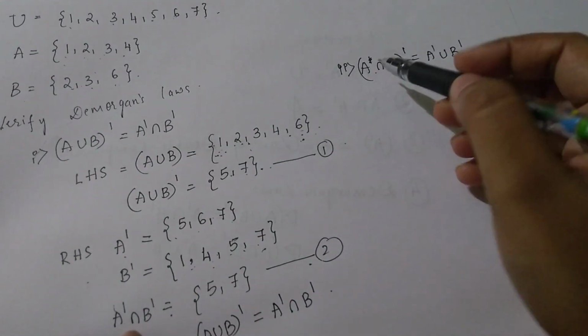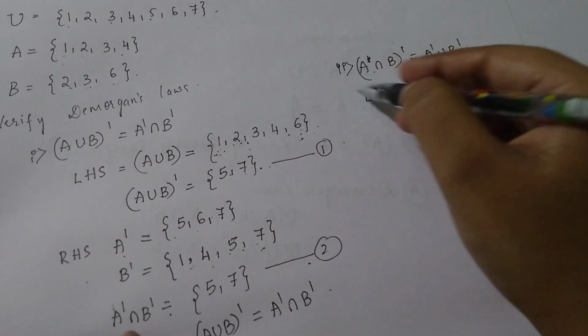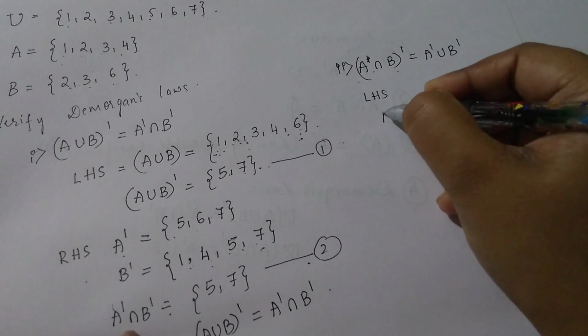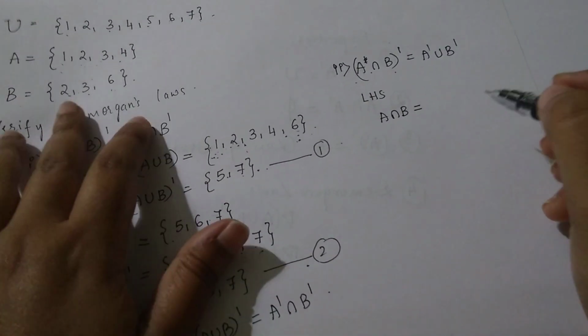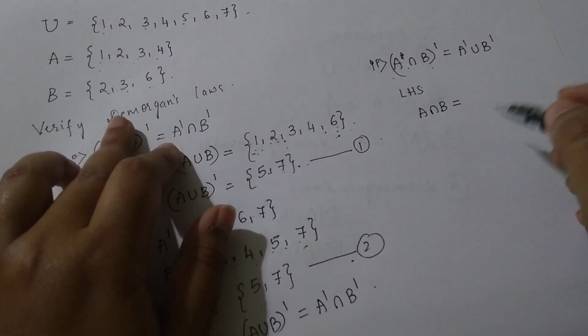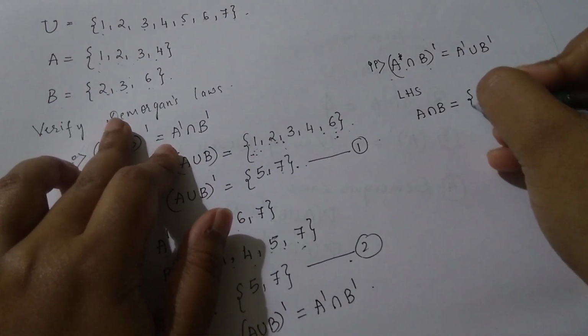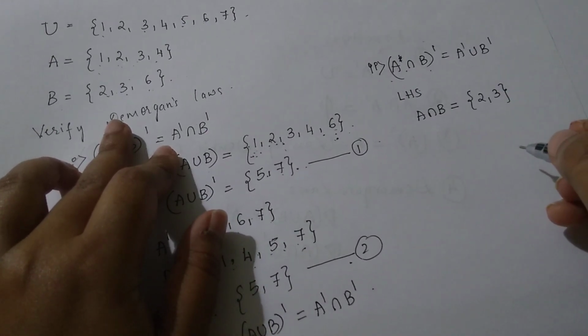So to find this, let me again consider the left hand side. Left hand side is what? A intersection B. So now I require A intersection B. Check out, this is A and this is B. What are the common elements between A and B? 2, 3. So 2, 3 is A intersection B.